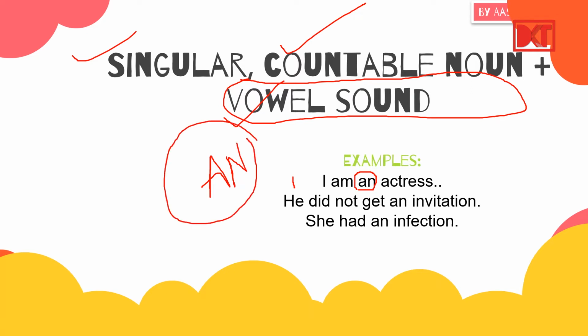Actress. Actress is a singular noun. We were only talking about a single actress. It is a countable noun. And it is beginning with a vowel sound. Actress starts with a, and that is a vowel sound. So vowel sound, so we are using an.